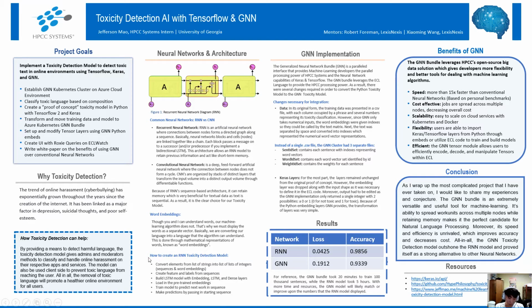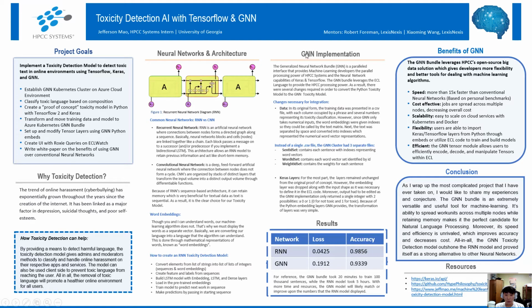And over here we have the specific steps. I'm not going to go too in depth here, but essentially all you have to do is convert each element from a list of strings into a list of integers through word embeddings and sequences, create the features and label from those sequences, build the long short-term memory model with embedding, LSTM, and dense layers, load in the pre-trained embeddings, train the model to predict the next word in sequence, and finally make the predictions by passing in the starting sequence.